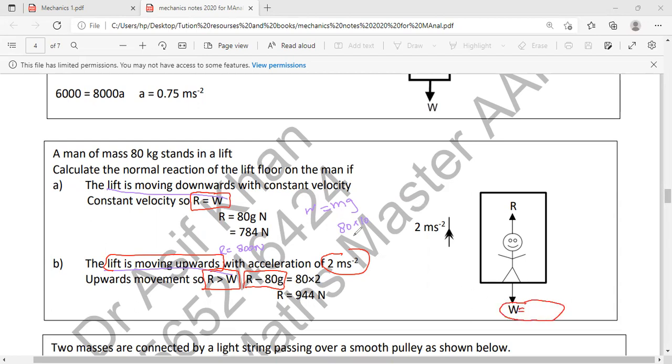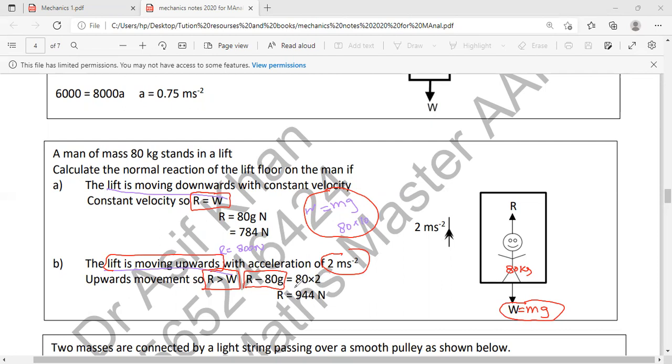W is equal to, as I told, W is equal to mg. W का क्या formula होता है? W is equal to mg. M is here the mass of the man in the lift. This one is 80 kg. G we take as in the above example, the G value is 10, so it will be 80 times 10, 800. So R minus 800 is equal to 80 times 2.